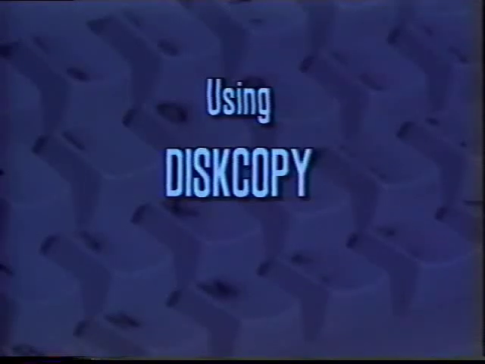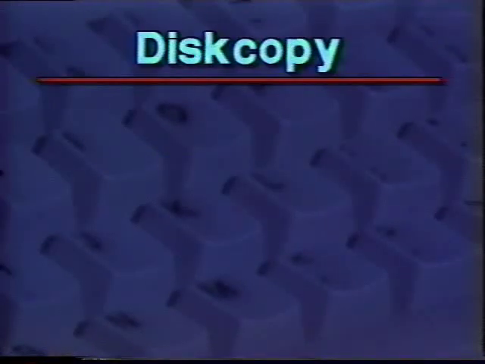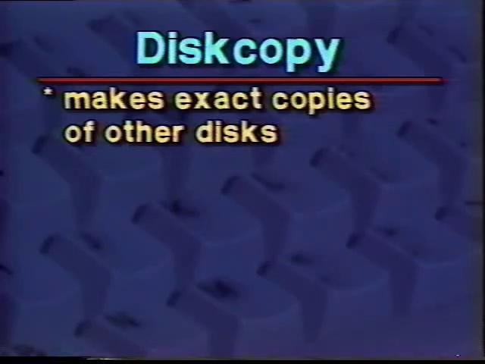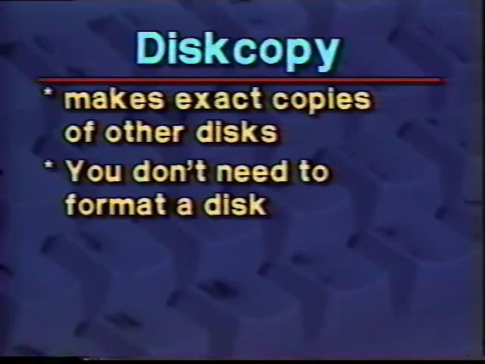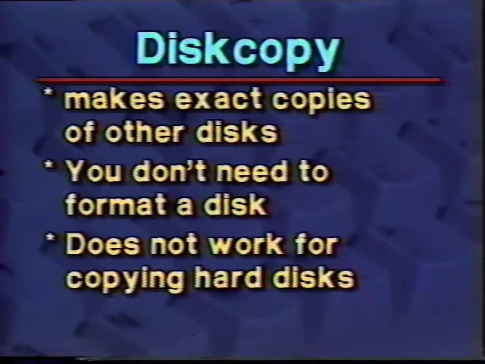It is always a good idea to make a copy of all your disks containing software programs and using them instead of the originals. We will use the disk copy command to make these copies. The disk copy command is a little different than the copy command because it will make an exact copy of everything from one floppy disk to another floppy disk, including the format. In other words, if you use the disk copy command, you don't have to format a new diskette before you copy files to it. Disk copy will not work for copying files to or from the hard disk. Its purpose is to make exact copies of floppy disks.